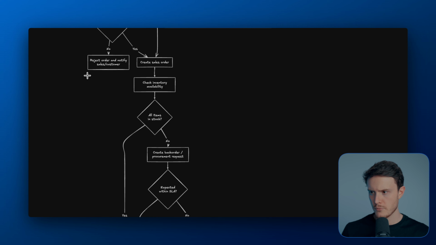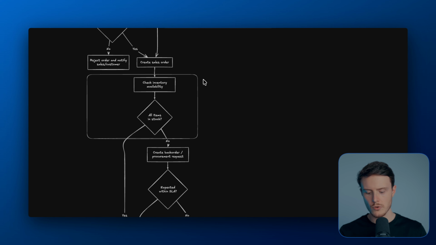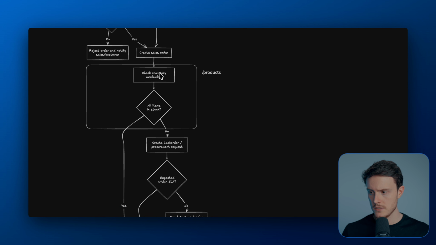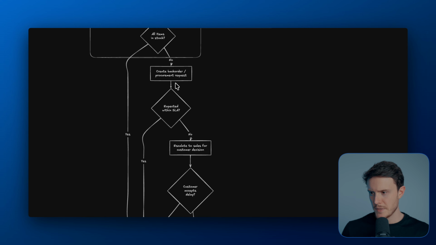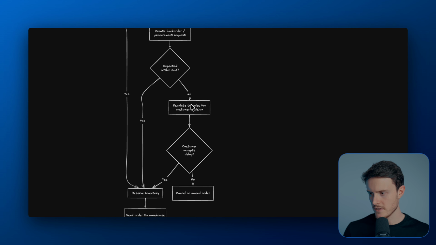However, practically speaking, we will need some kind of, probably a products page, where on the products page and in real time, you can see the inventory of whatever product it is. We don't need it for this logic, but again, practically speaking, if a business is using this app, then they will want some way to view this if they need to. Create backorder procurement request, expected within SLA, escalate to sales for customer decision.